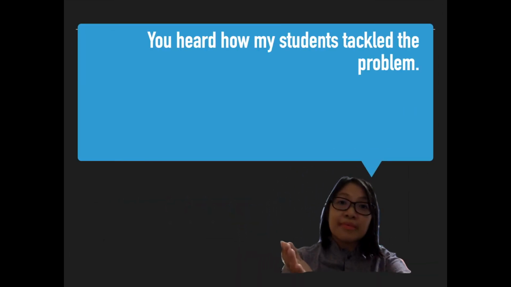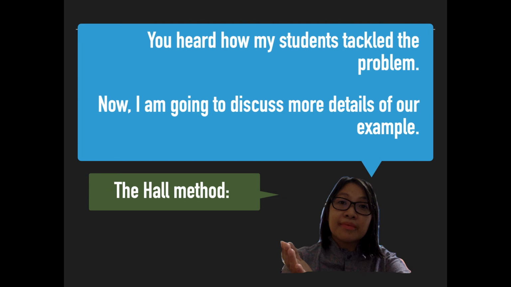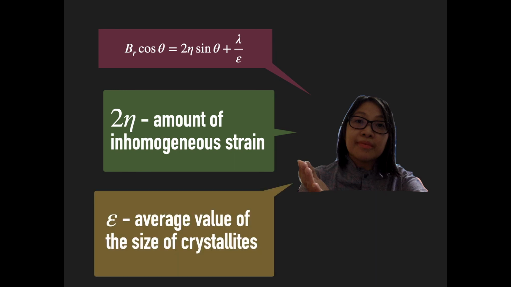You heard how my students tackled the problem. Now, I am going to discuss more details of our example. The Williamson-Hall equation is given by broadening B_r times cosine theta equals 2 times eta times sine theta plus lambda divided by epsilon. The 2 times eta is the amount of inhomogeneous strain, while epsilon is the average value of the size of crystallites.